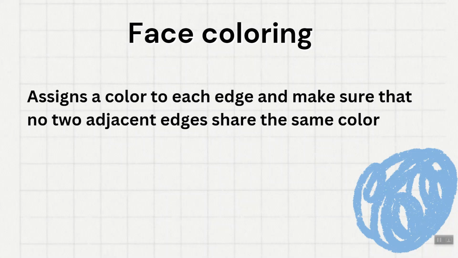Let's see how to do face coloring of a graph. We do face coloring in planar graphs. If a graph is drawn in the plane with no crossing edges, it is called a planar graph. Here in face coloring, we assign a color to each face and we want to make sure that no two adjacent faces share the same color.